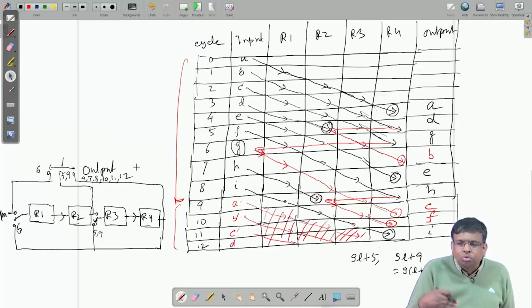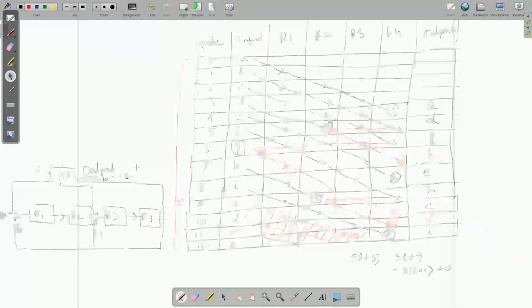Now I consider a more relevant example, that is the digital filter we started with in the very beginning of this folding section. I go back to that example. Remember, quickly I draw that figure again.